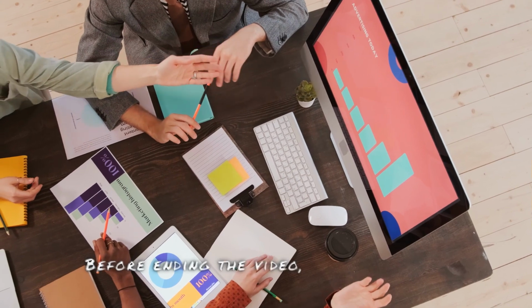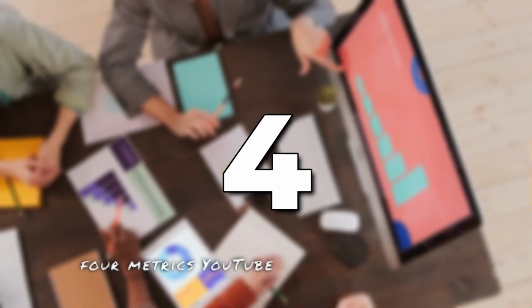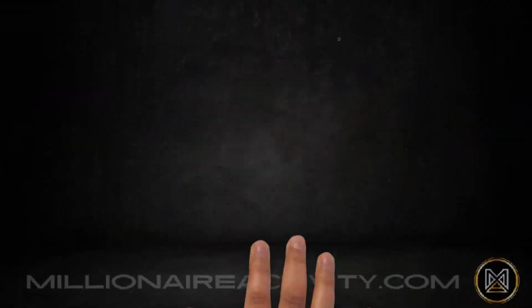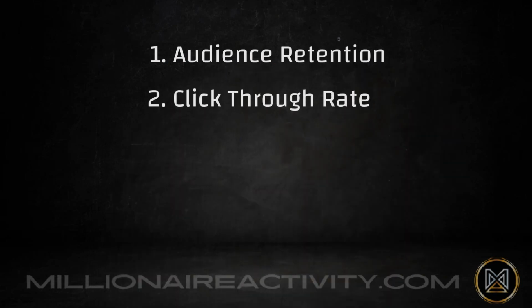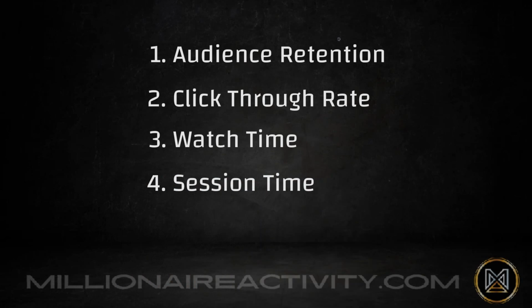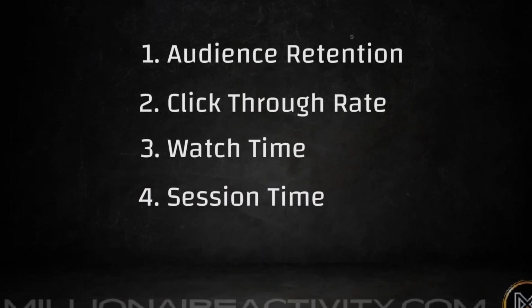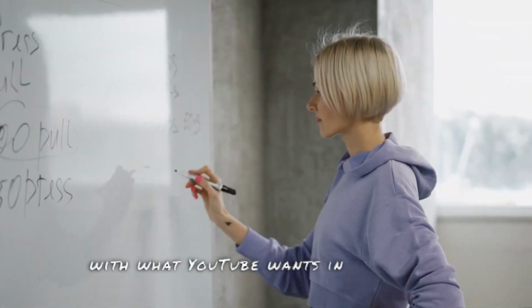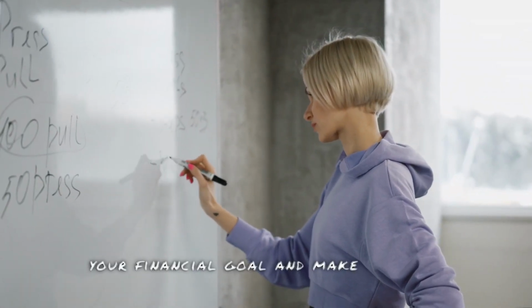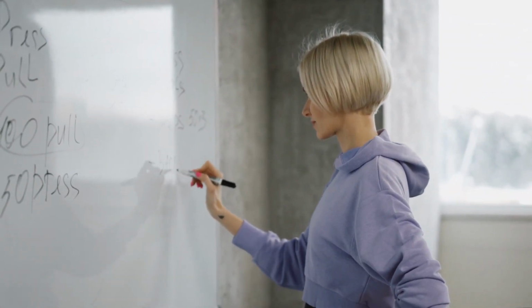Before ending the video, we wanted to sum up the 4 metrics YouTube is looking for in a video: audience retention, click-through rate, watch time, and session time. So, keep these 4 in mind when creating a video, as you need to be aligned with what YouTube wants in order to achieve your financial goal and make passive money online.